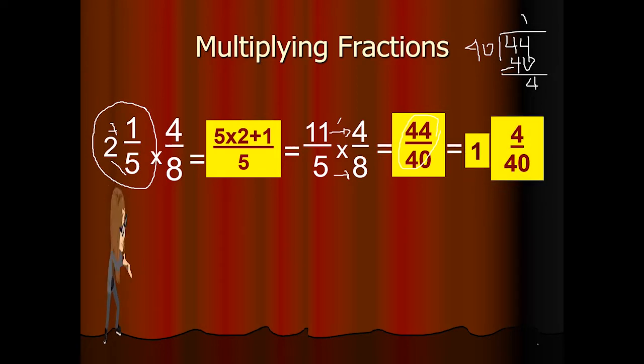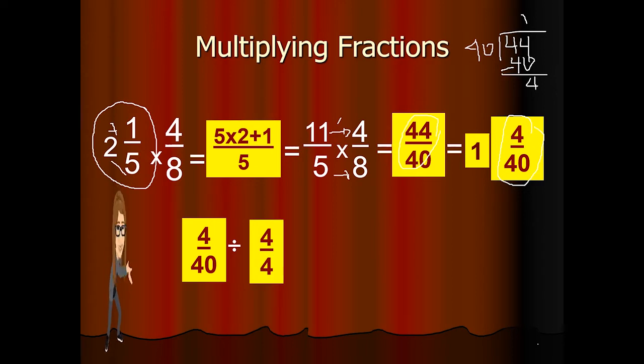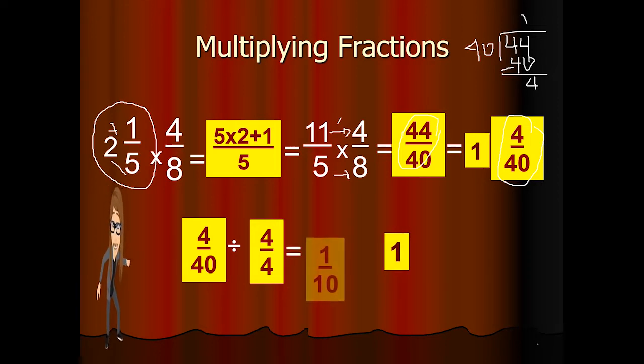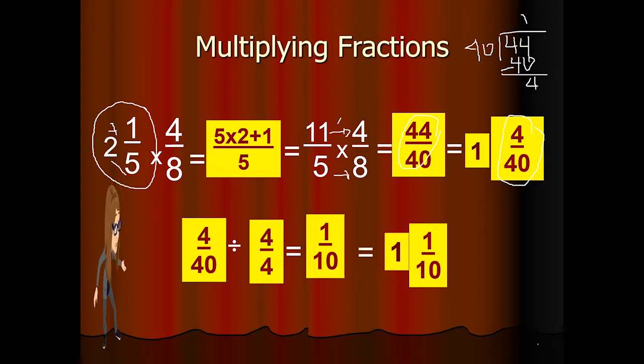But 4 and 40 are not yet in the lowest term, so we need to get the lowest term for 4 over 40. So what is the common factor for 4 and 40? We have 4. So now 4 divided by 4 is 1. 40 divided by 4 is 10. So the answer now is 1 and 1 over 10. Correct.